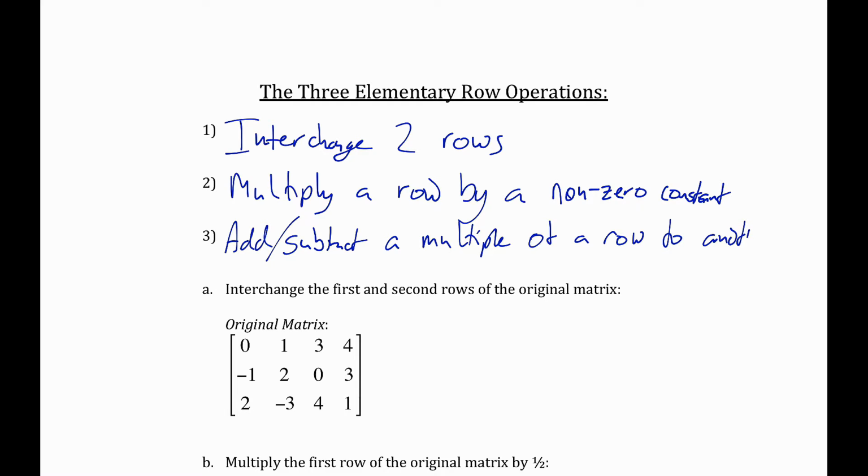So what that looks like, looking down here, letter A, it just says, take this matrix here, interchange the first and second row of the original matrix. So the notation I'm going to use is what we did last unit, where we use the arrows to swap. And so our new matrix, instead of 0, 1, 3, 4 in the first row, we're going to swap that with the second row. So now our former second row becomes our new first row. And then the first row becomes the second row. And then finally our third row, didn't touch it, so it's still 2, negative 3, 4, 1.